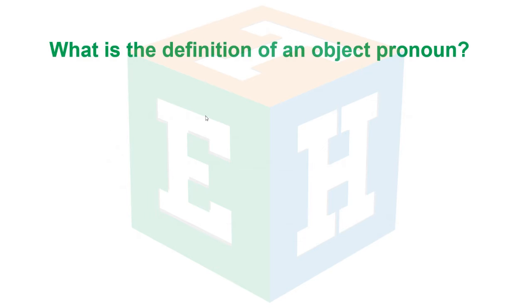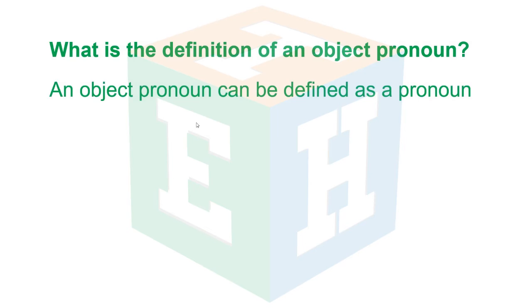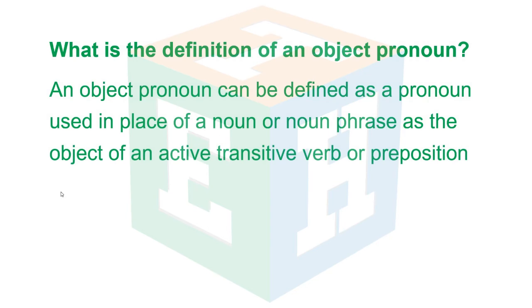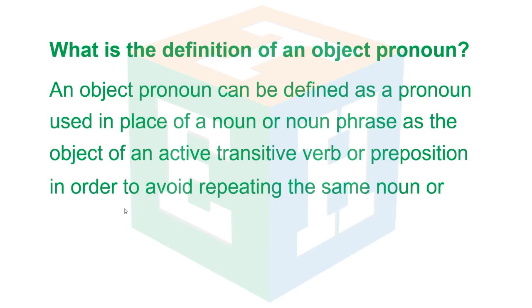What is the definition of an object pronoun? An object pronoun can be defined as a pronoun used in place of a noun or noun phrase as the object of an active transitive verb or preposition, in order to avoid repeating the same noun or noun phrase.